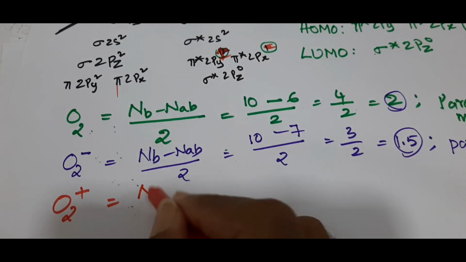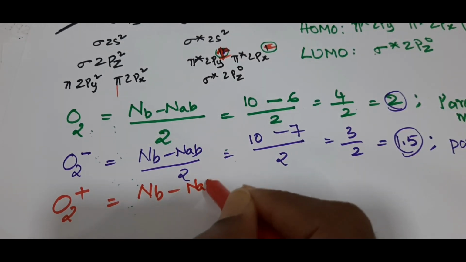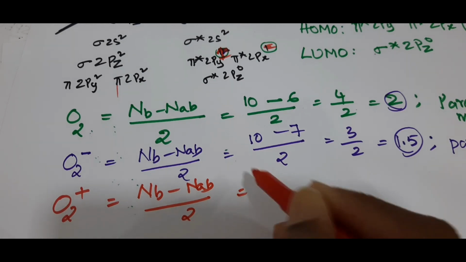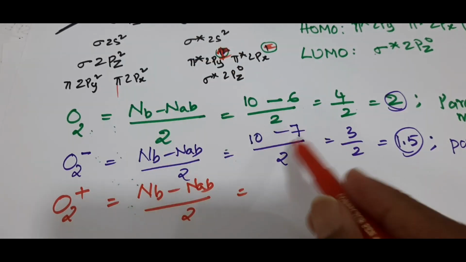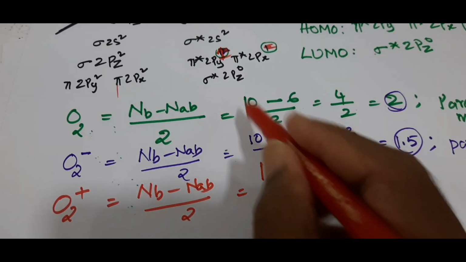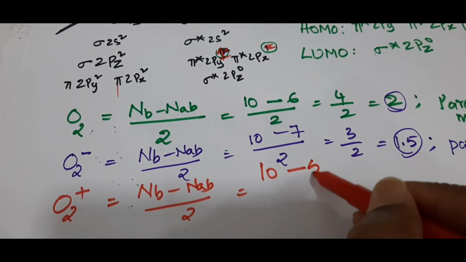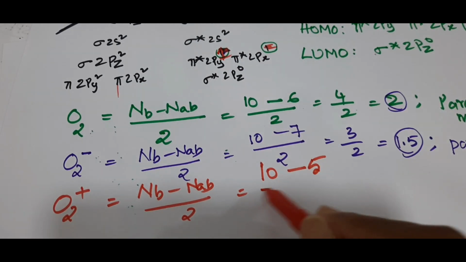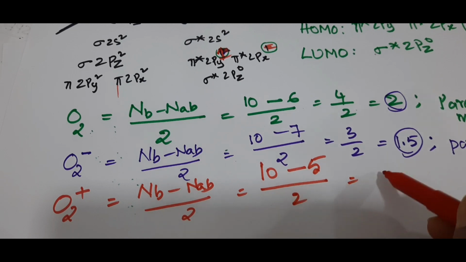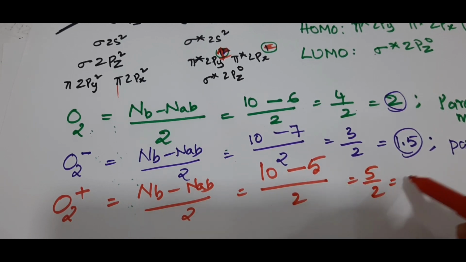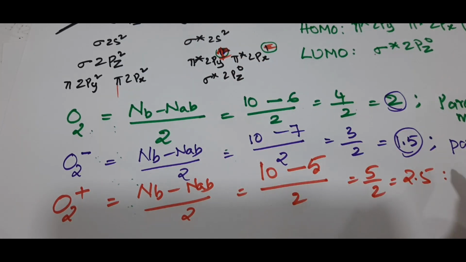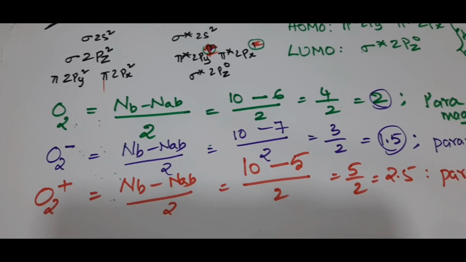So number of bonding electrons minus number of anti-bonding electrons by 2. Bonding electrons will not change, it will be 10. Anti-bonding electrons, one electron is removed, so 6 will become 5. So that is equal to 5 by 2, that is equal to 2.5. But one unpaired electron is there, so it is again paramagnetic. Right?